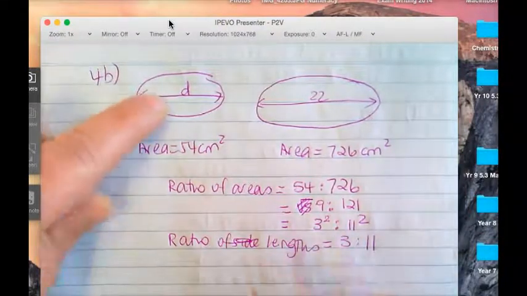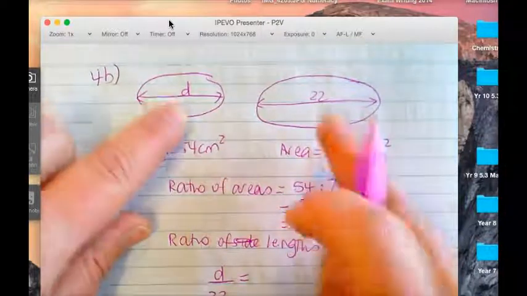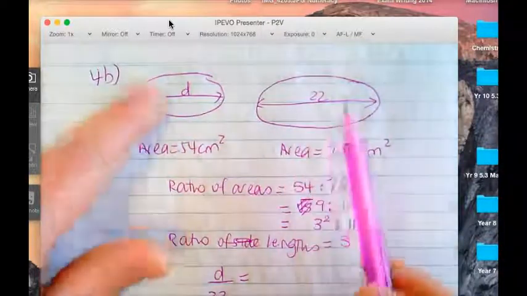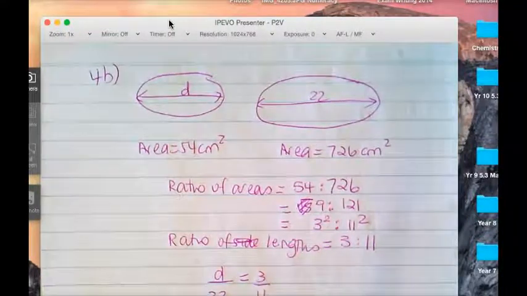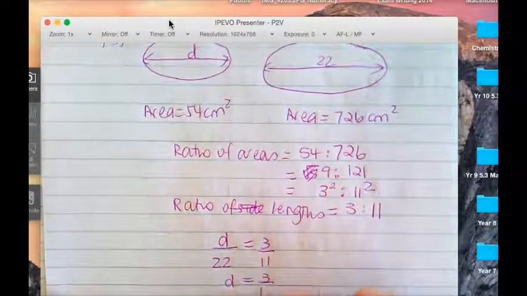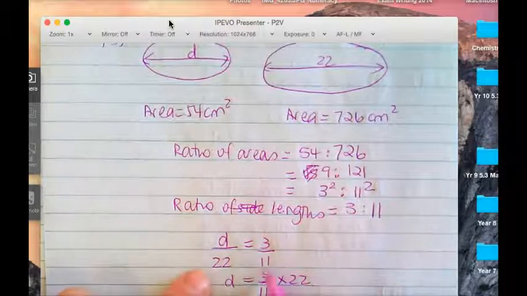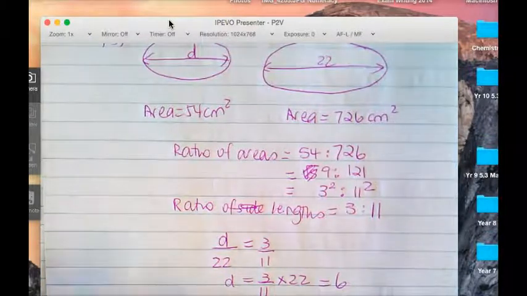So therefore, you start with your unknown. D over 22, their ratio of lengths, is equal to what? Left to right equals 3 over 11. So therefore, D is 3 over 11 times 22. Girls, you can see it's been doubled. You'll get 6.